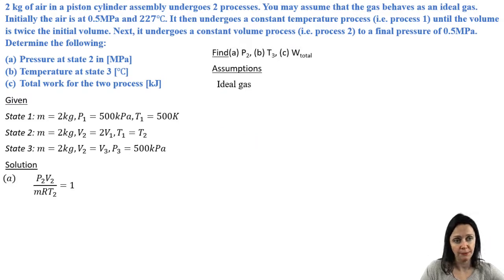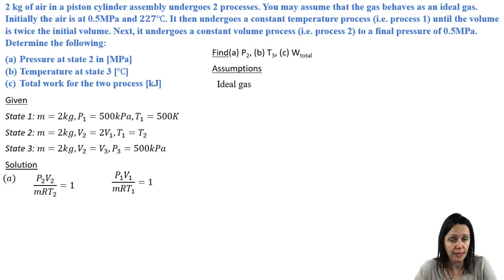Now I'm ready to find P2. Since I've just proved that assuming it's an ideal gas will lead to minimal error, I'm going to go ahead and use the ideal gas law. So P2V2 over mRT2 is equal to 1. Unfortunately, I've got one equation and 2 unknowns. I don't know the pressure and I don't know the volume. But I also note that at state 1, this is also true. I can apply the ideal gas law at state 1, and since both of these quantities are equal to 1, they're also equal to one another.